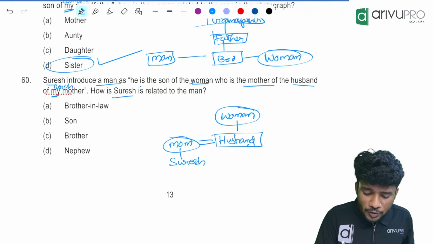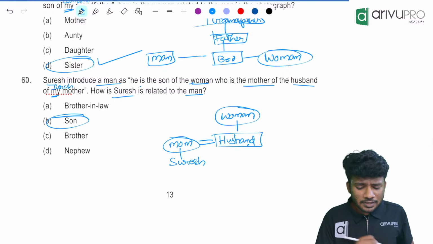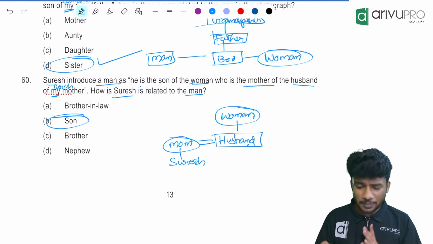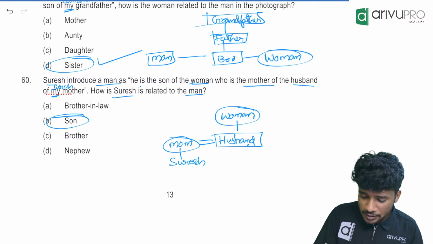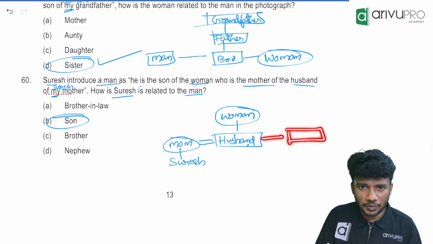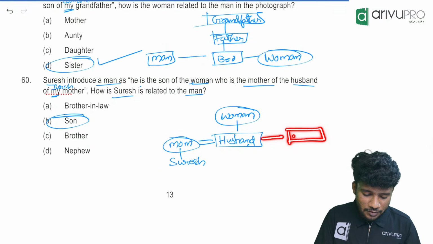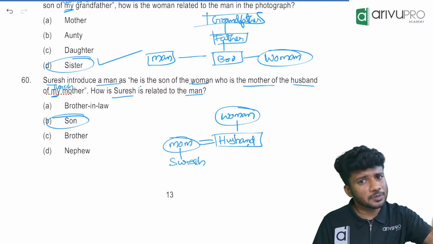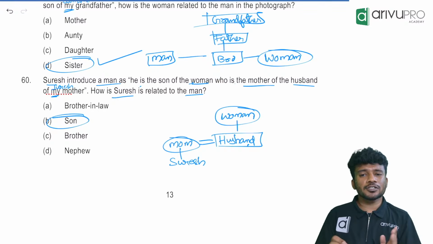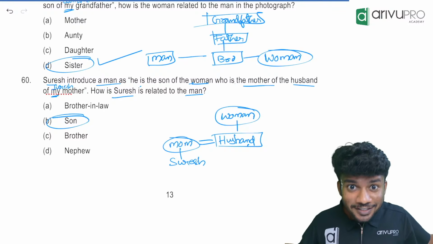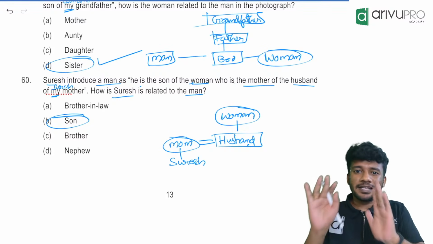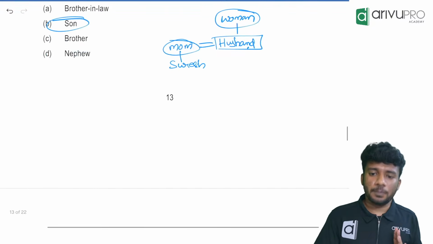Looking at that, how is Suresh related to the man? Suresh will be the son of the man. That is one possibility. Another possibility is what? This woman can have another son. That will mean Suresh will be the nephew. Either B or D can be possible. I'll go with option B, because why? We will not try to create relations, rather we will settle with the given ones. That's why I am going with option B.